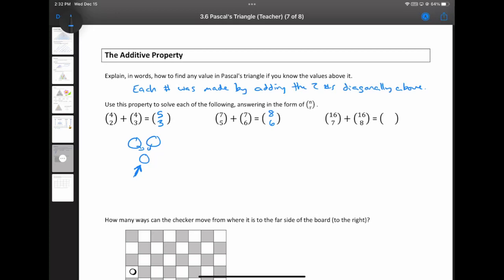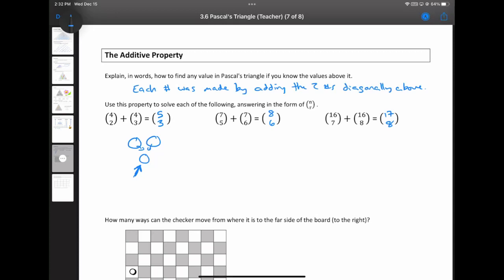The top number gets one bigger than the sevens because it's one row down. The 6 is the same as the larger of the two bottom numbers because it's in the same diagonal row. And then the last one could be written as 17 choose 8. Again, does this property come up a lot in problem solving? Questionable, but it's a property we can look at.